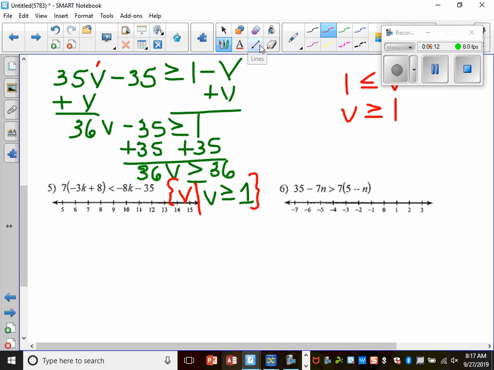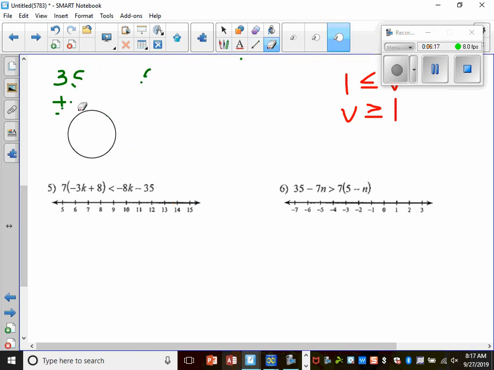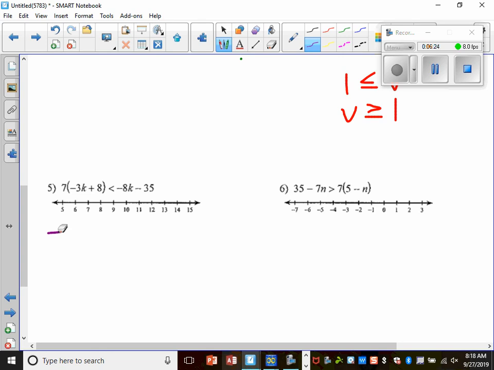We'll do question number 5. Okay, so I'm going to erase some of this. All right, so in question number 5, we have negative 21k plus 56 is less than negative 8k minus 35. Okay. So since I like to end up with a positive variable, I am going to actually move the 21k over.